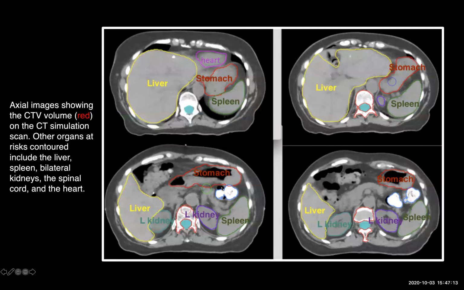So these axial images show us how we contour the area of interest where the CTV is the red, and as you can see, we include the whole stomach. We do not go to the perigastric area because once we include the stomach, that would mean we already included the perigastric area.